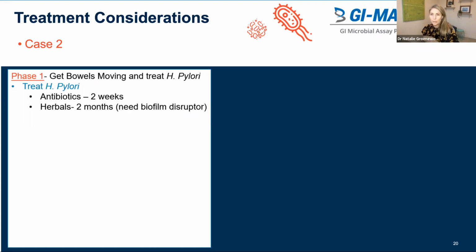But I always will kind of give informed consent and have the patient decide. So I'll just kind of tell pros and cons to the antibiotics, pros and cons to the herbals, and then they often are feeling more drawn to one treatment protocol than the other.